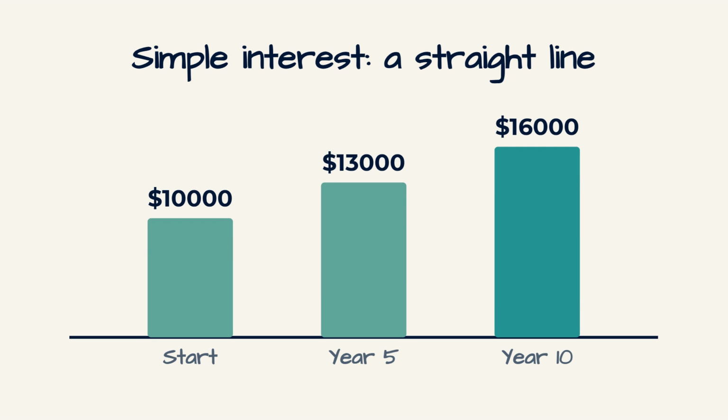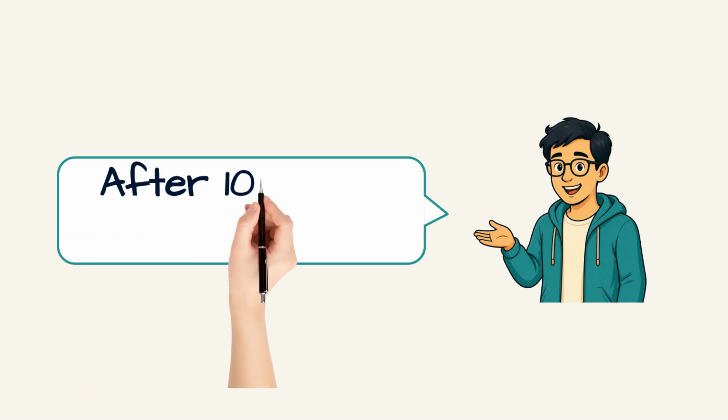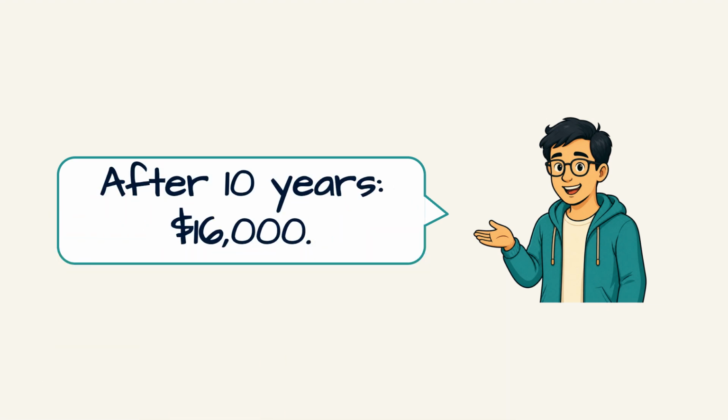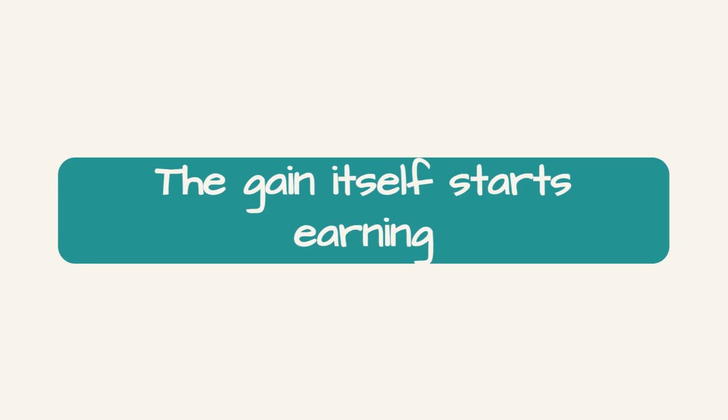Add $600 a year, and after 5 years you have $13,000. After 10 years, $16,000. Plot it, and you get a straight line, steady, predictable, and flat. 10 years of simple interest turns $10,000 into $16,000. Now let's change one rule and watch what happens. Compound interest calculates on the principal plus the interest you've already earned. The gain starts making its own gains.